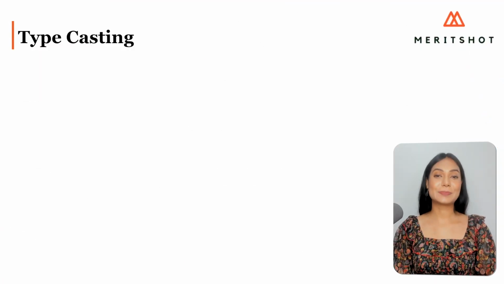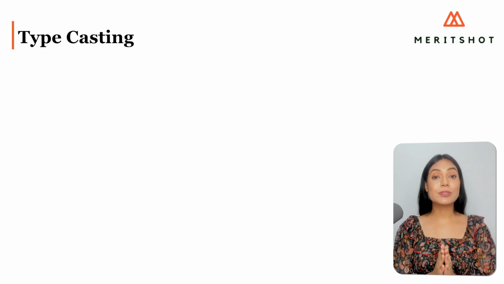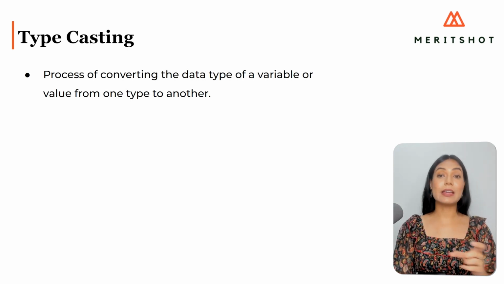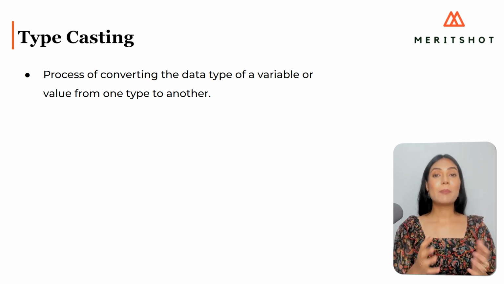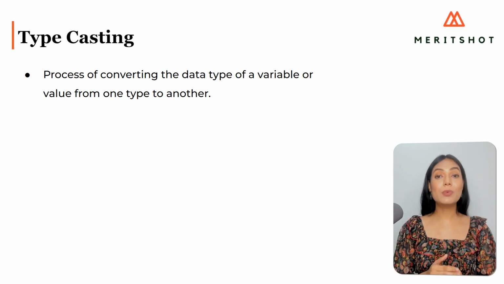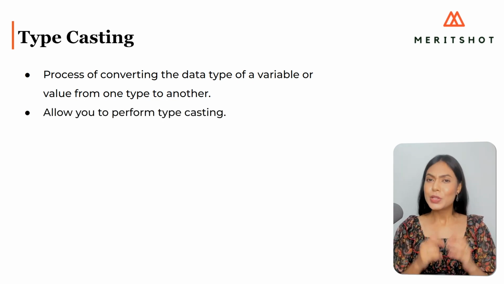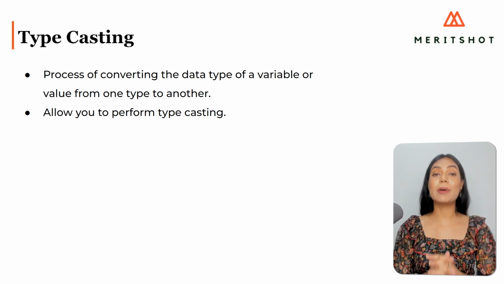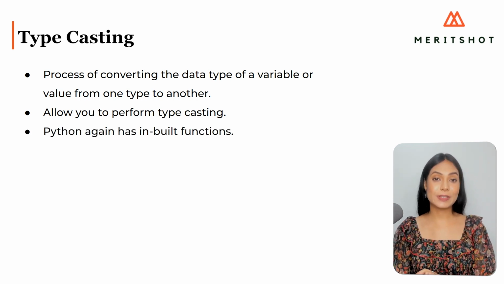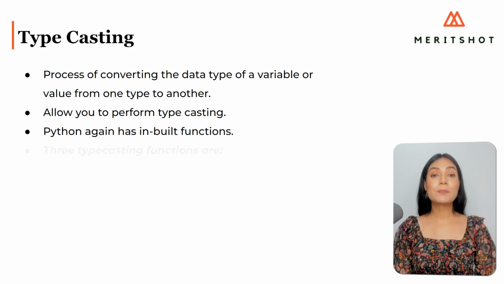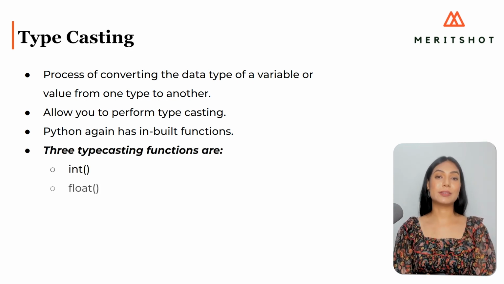Now let us learn about one of the most important concepts, and that is used really very widely. What is it? Typecasting. Typecasting in Python refers to the process of converting the data type of a variable or value from one type to another. Python provides built-in functions that allow you to perform typecasting. For typecasting, Python again has inbuilt functions. The three typecasting functions are int, float, string.